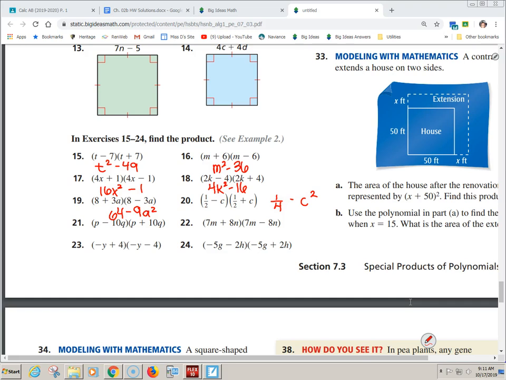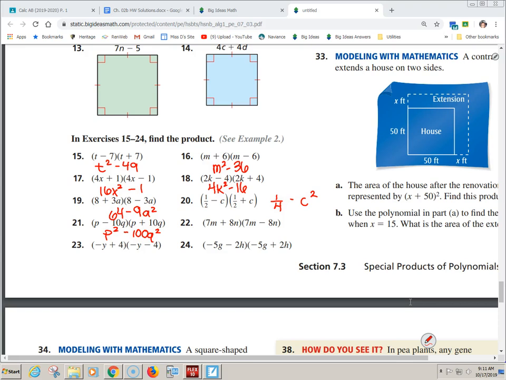Squared minus squared. Okay, number 21. Adrian, you want to take it away? What do you got? P squared minus 100Q squared. Got it. Squared minus squared. The P gets squared and the 10Q gets squared. Number 22. It's getting a little bit harder as we go.